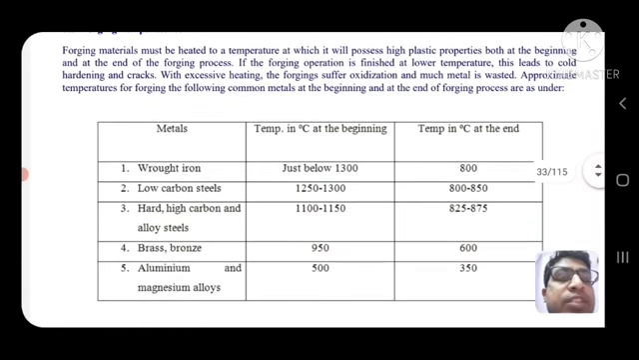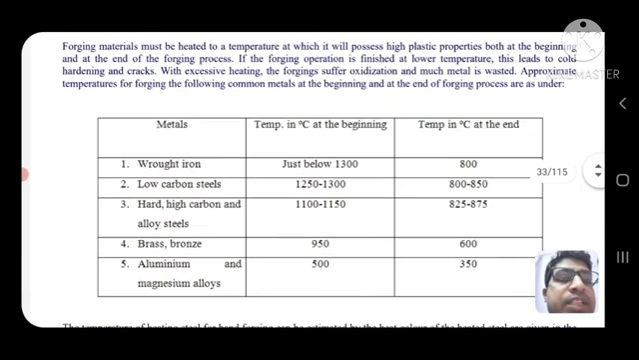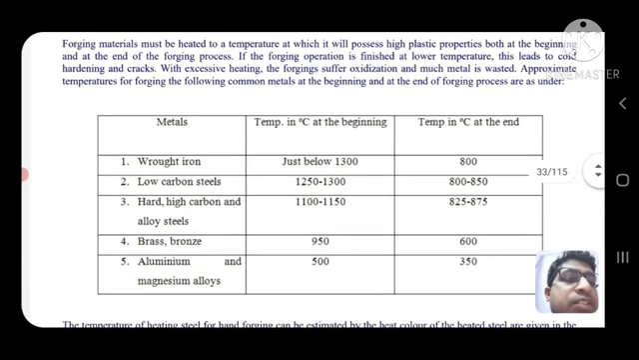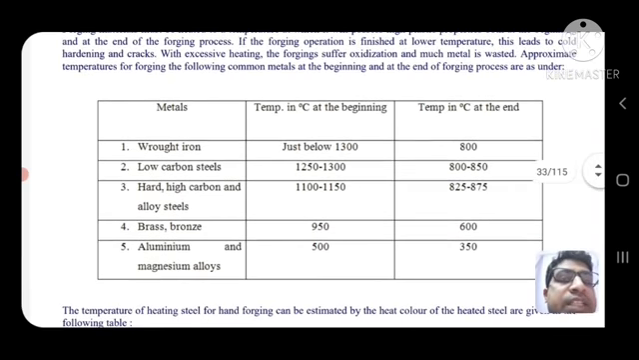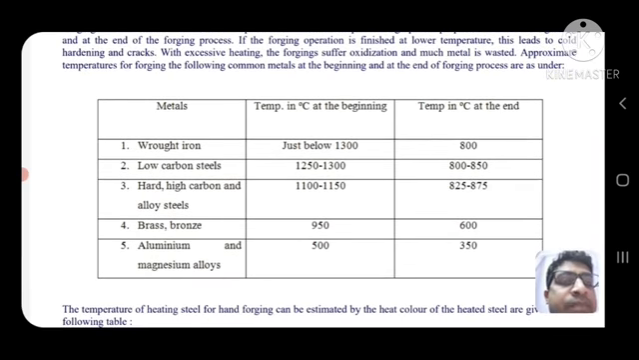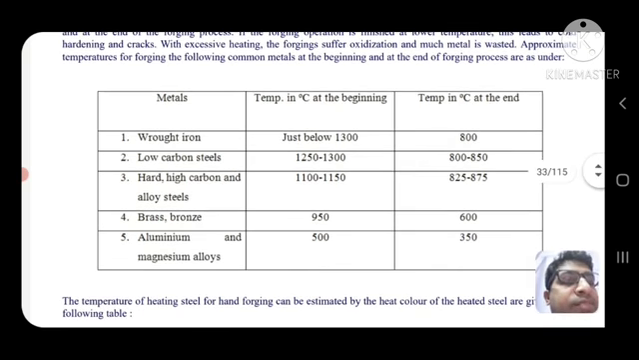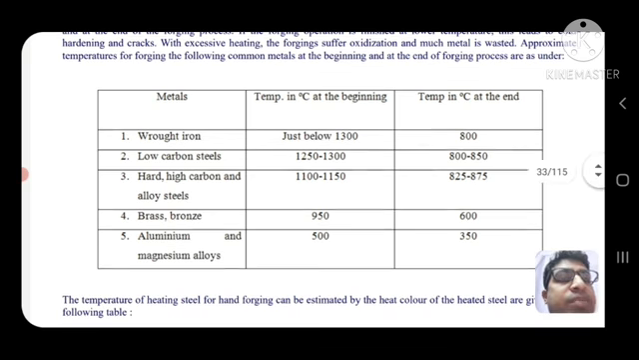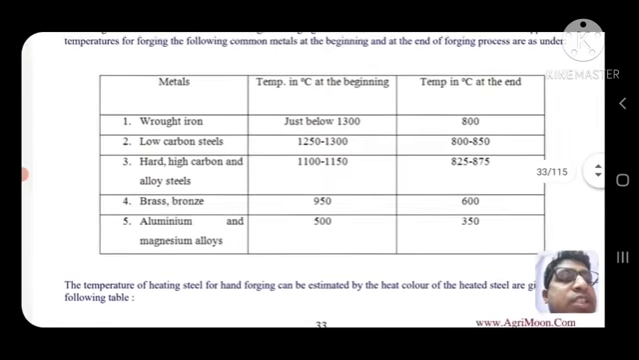Forging temperature. Forging material must be heated to a temperature at which it will possess high plastic properties both at the beginning and at the end of the forging process. If the forging operation is finished at a lower temperature, this leads to cold hardening and cracks. With excessive heating, the forging suffers oxidation and much metal is wasted. Approximate temperatures for forging the following common metals at the beginning and at the end of the forging process are given below.